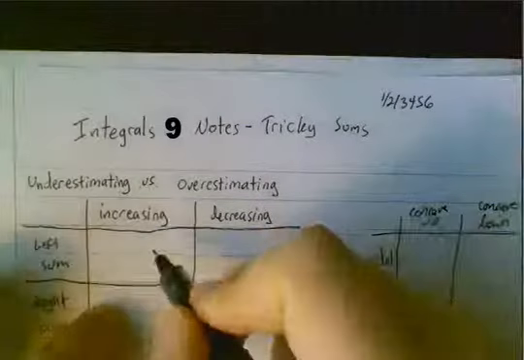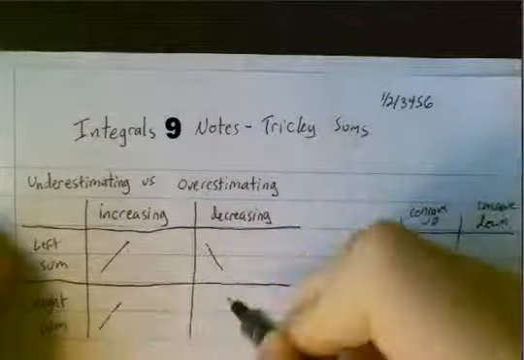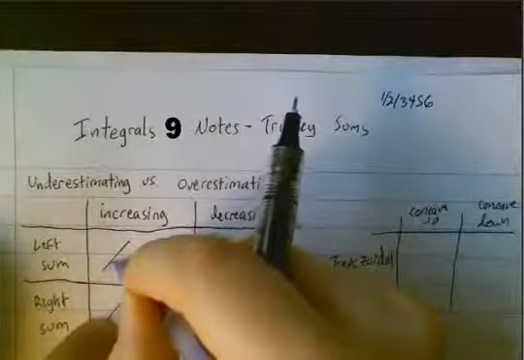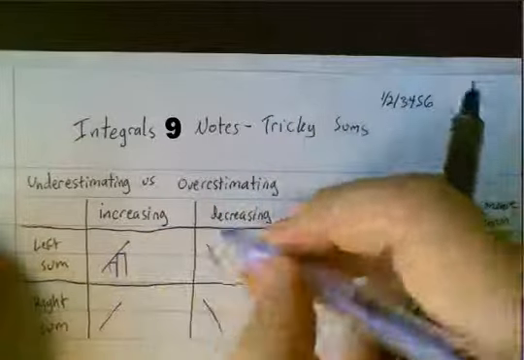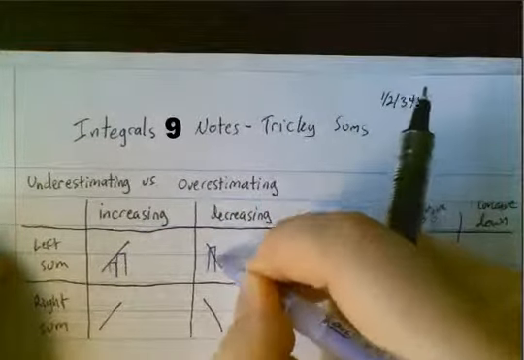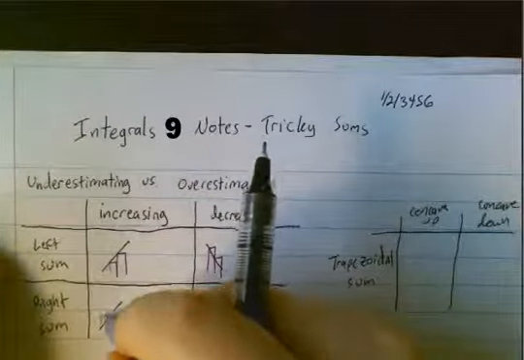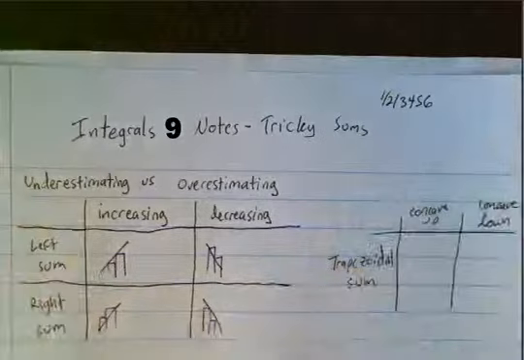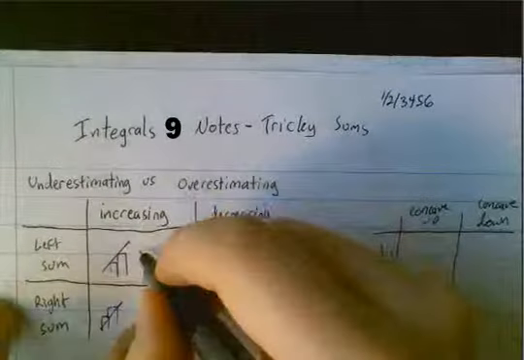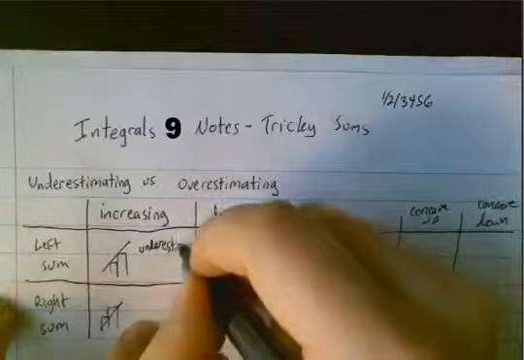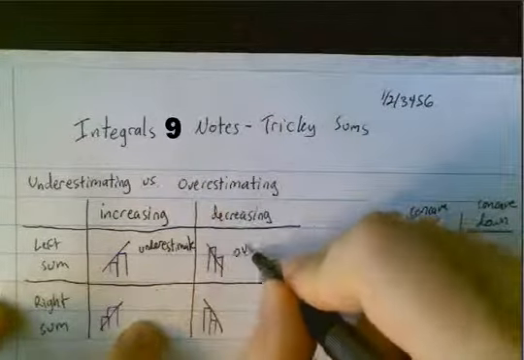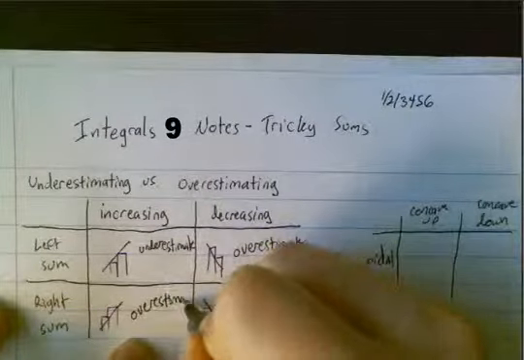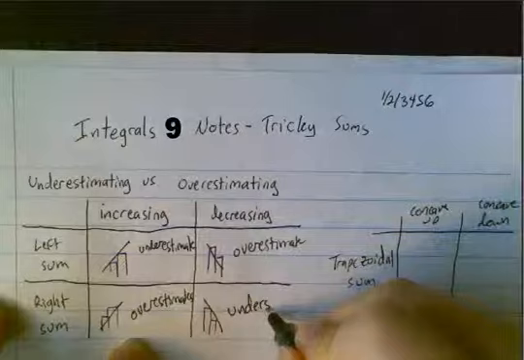So take a second, try to fill that in. So here's what you should have. So increasing, remember, is this. Decreasing is this. And if we have a left sum, that means the left side of the rectangle is touching. For the right sum, the right side of the rectangle is touching. And we can see from drawing that this underestimates. This overestimates, overestimates, and underestimates.